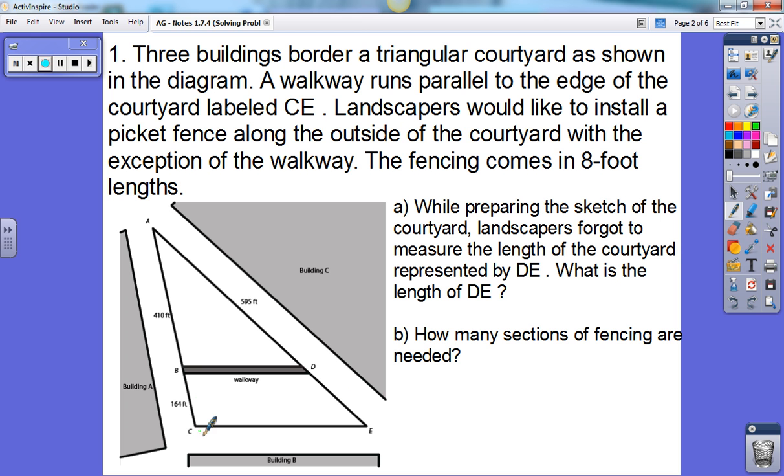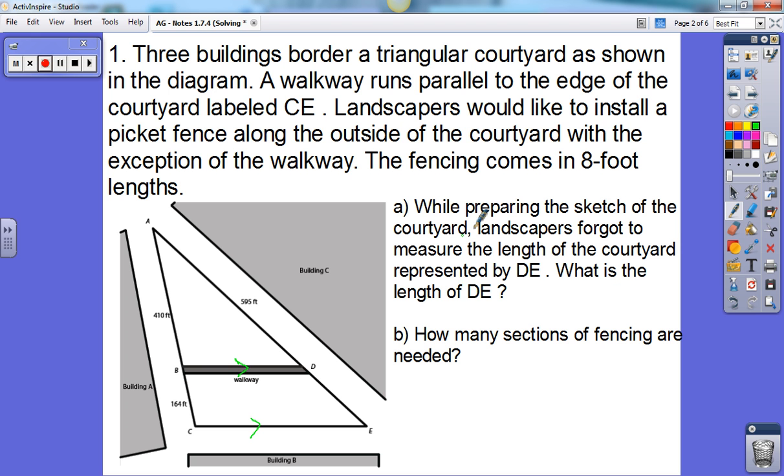So here is my triangular courtyard. And it says that a walkway runs parallel to the edge of the courtyard. So we've got a walkway here that's parallel to CE. It says that landscapers would like to install a picket fence along the outside of the courtyard with the exception of the walkway. And it says that the fencing comes in 8-foot lengths.